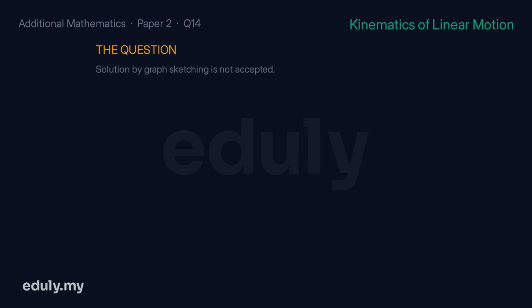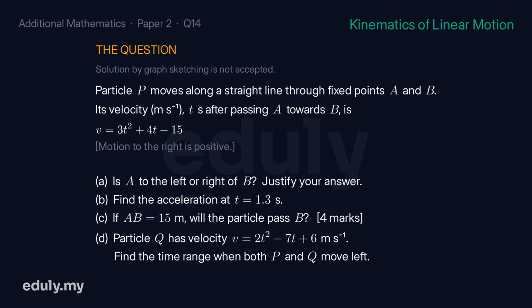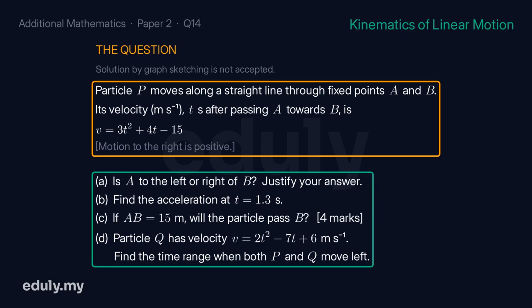A particle p travels along a straight line between two fixed points, A and B, and its velocity changes with time as shown. Moving to the right counts as positive. Here is what we are given. The velocity of p measured from the moment it passes A heading towards B. And 4 things to find.